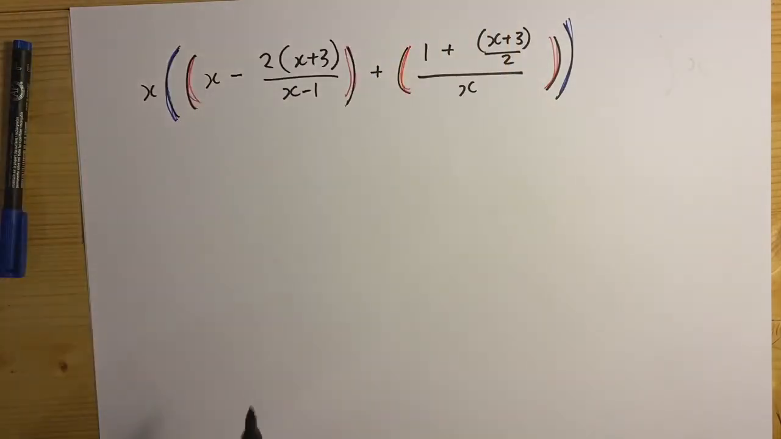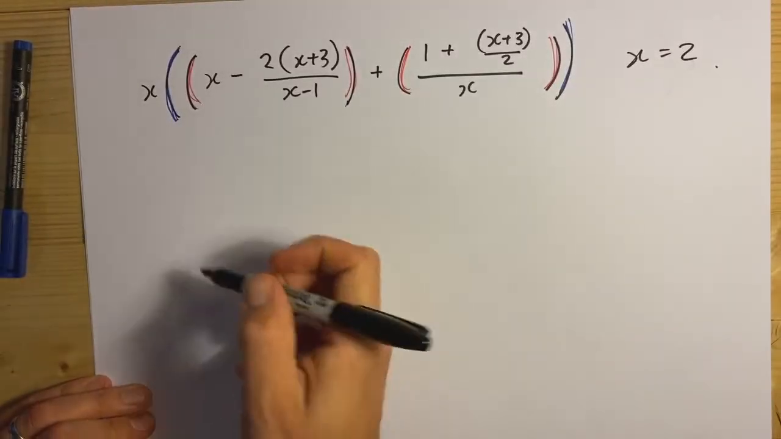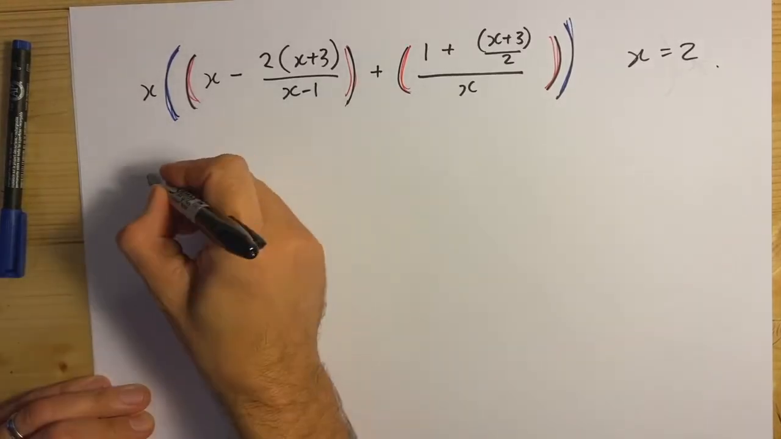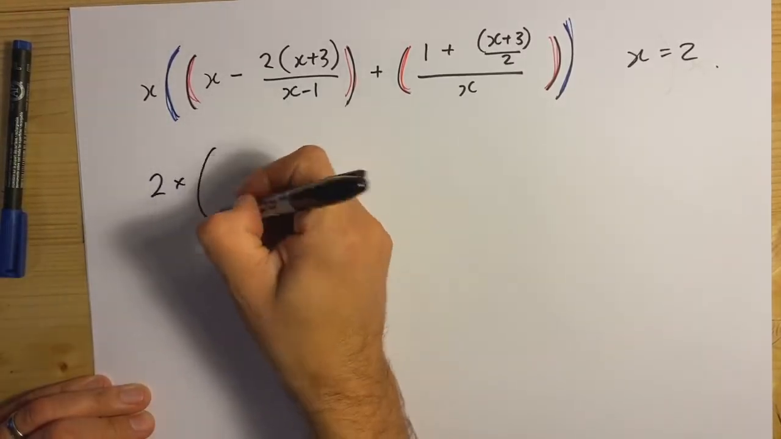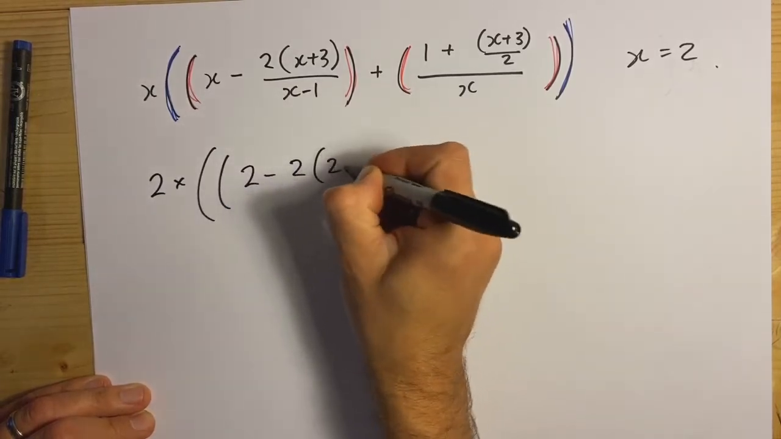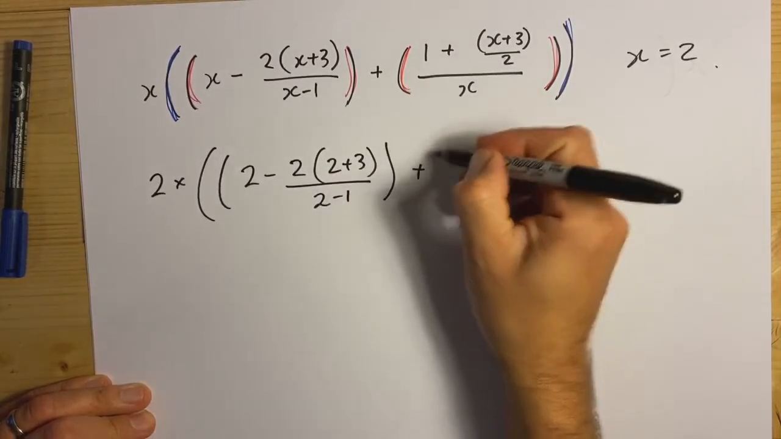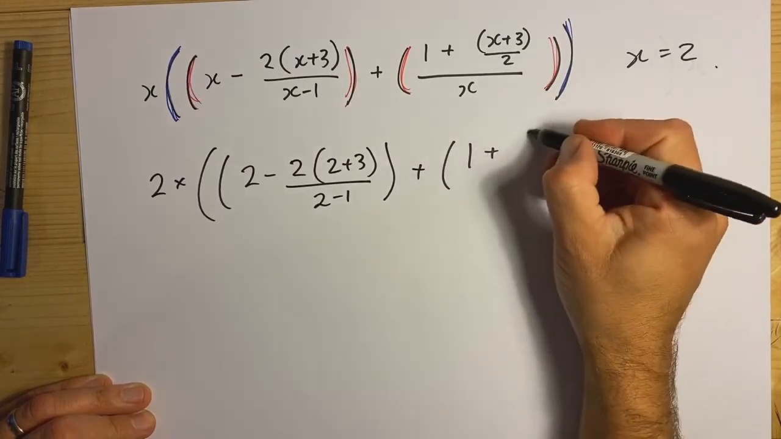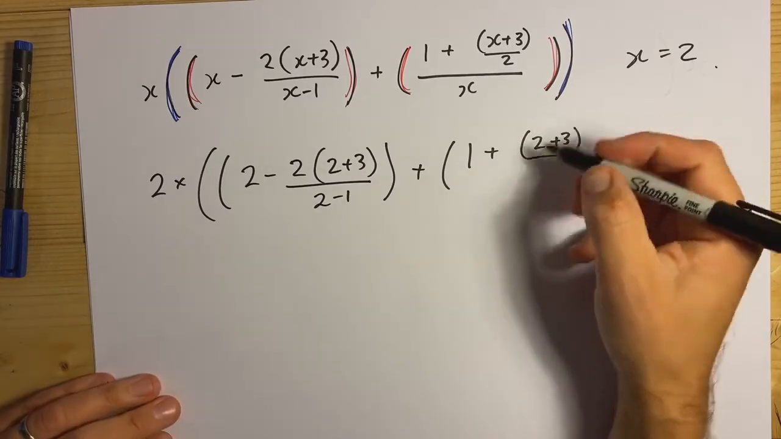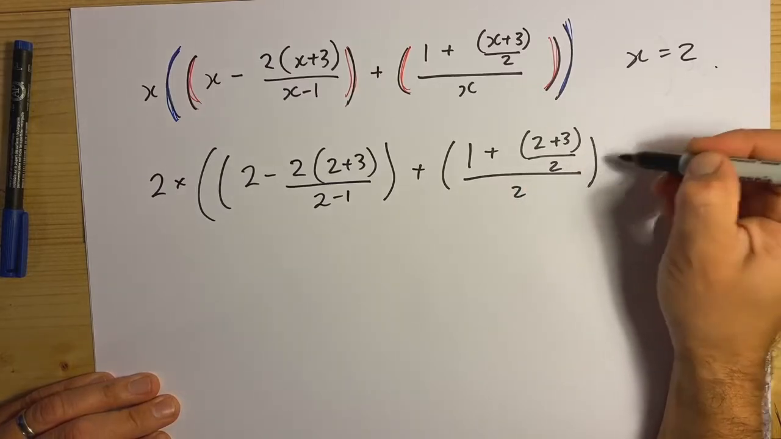Now, what I ask you to do is evaluate this with x equals 2. So we can go through and just replace x with 2 every time we see it. So we can start off with 2 times here. I'm not going to do the colours again. 2 minus 2 plus 2 plus 3 divided by 2 minus 1 plus 1 plus 2 plus 3 divided by 2 all divided by 2, close brackets, close brackets.